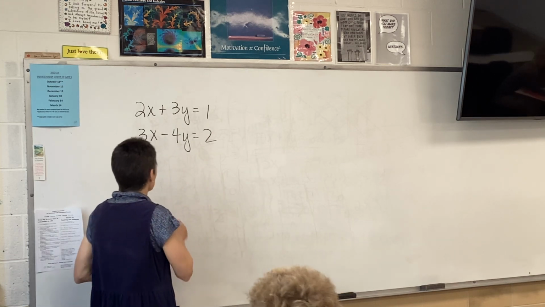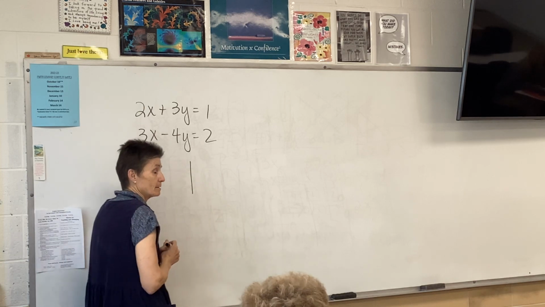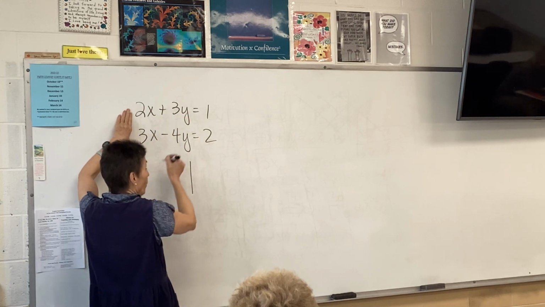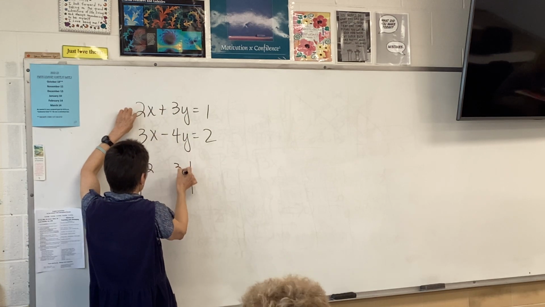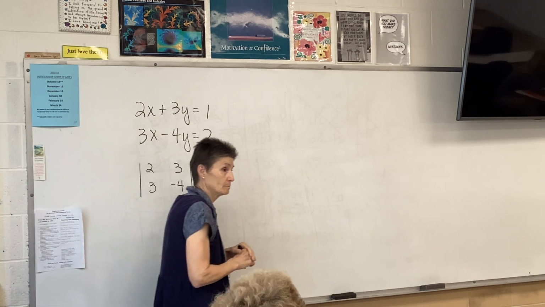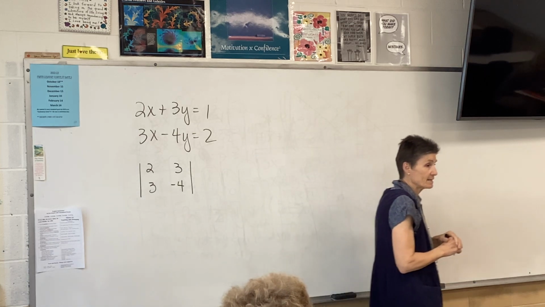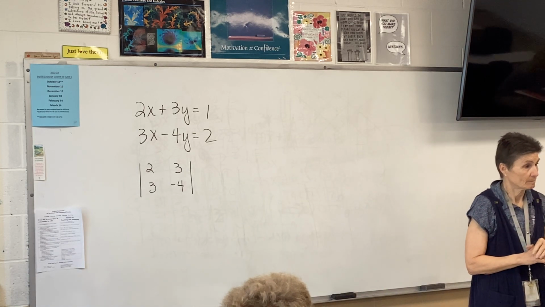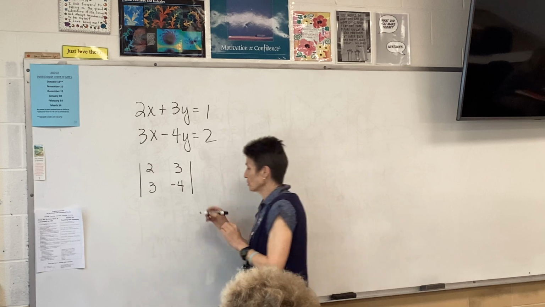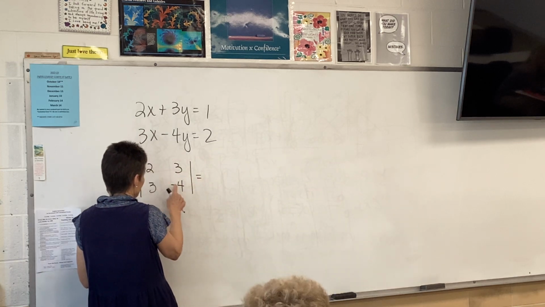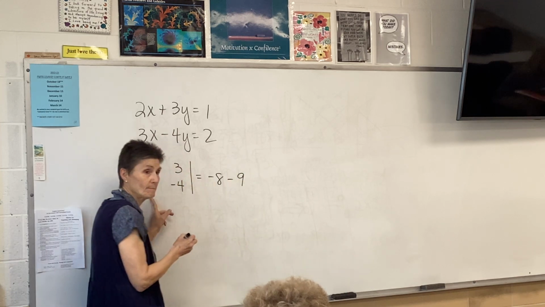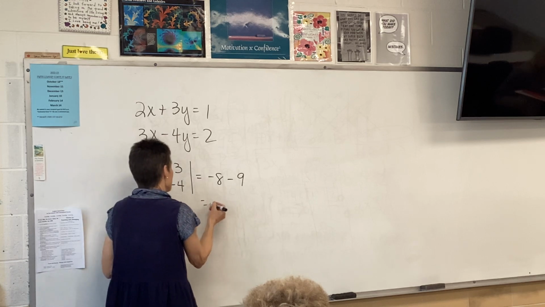Step 1, find the determinant of the coefficients. So the coefficients are the X and Y numbers. So 2, 3, 3, negative 4. We're going to evaluate that determinant. Okay? So what is that determinant? This is good quiz practice for tomorrow. What's this determinant? Negative 8, 9, and subtract them? So negative 17.